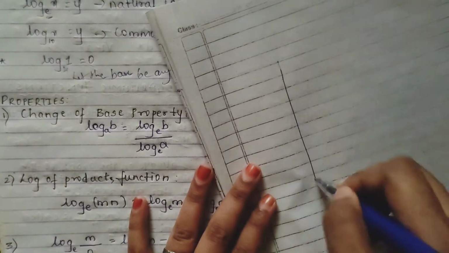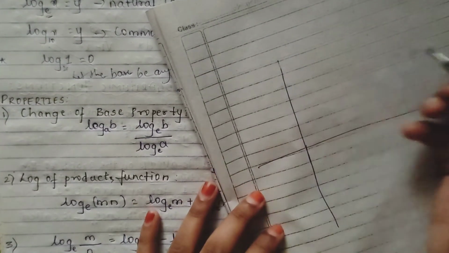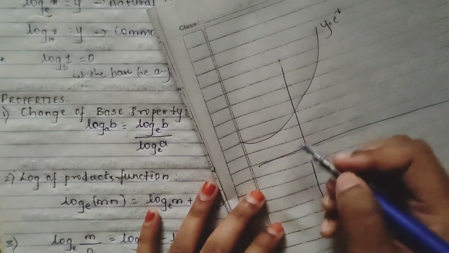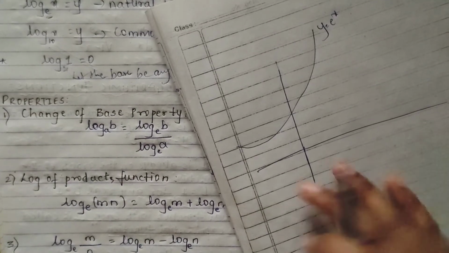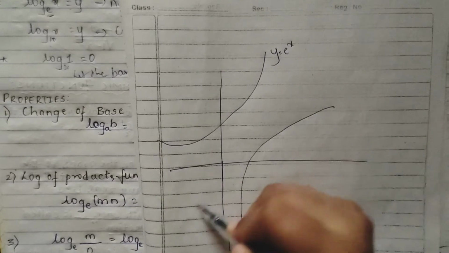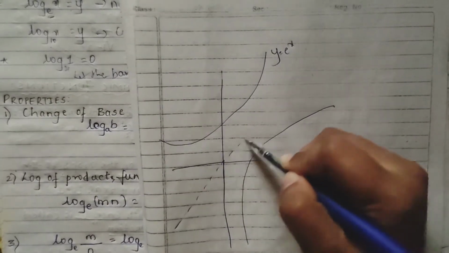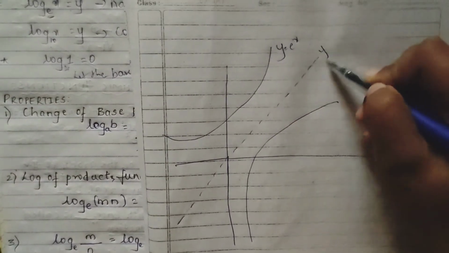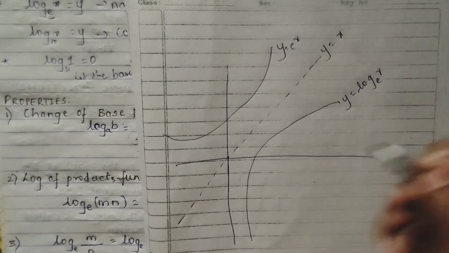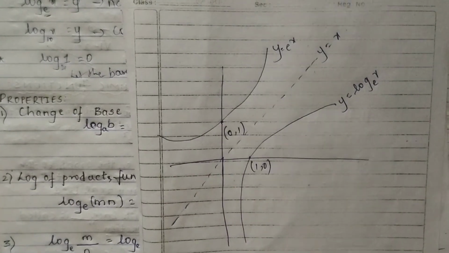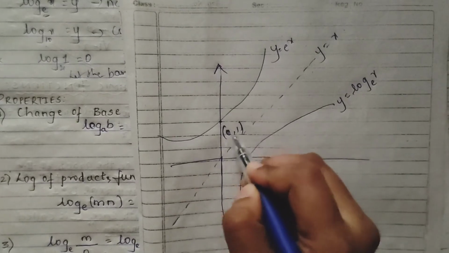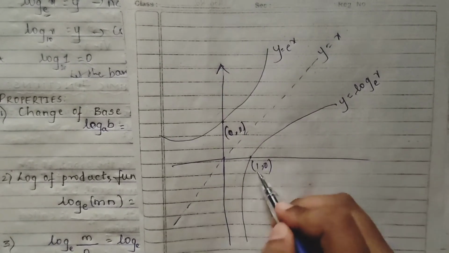Now suppose this is your graph. Your e to the power x graph is probably in such a way, right? And your log will be in such a way. This is your y is equal to x line, and this is y is equal to log x to the base e. In your e to the power x part, the point lies at 0 comma 1, and your log x, it will be 1 comma 0.